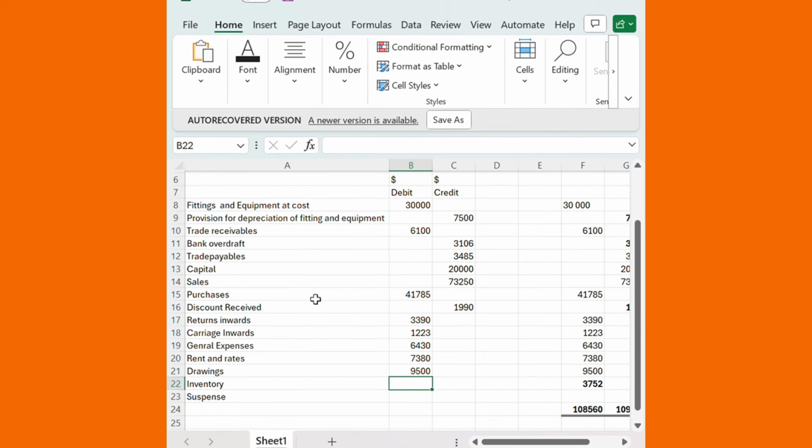Inventory are things that we have in store, things that are waiting to be sold. So when they are sold on the credit side, and they are sold for revenue. So at the moment we have them in store, and hence it is a debit balance.